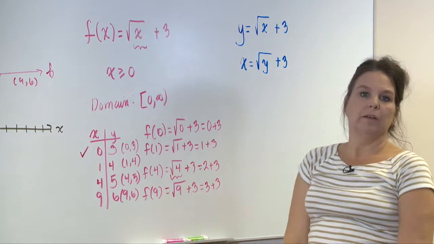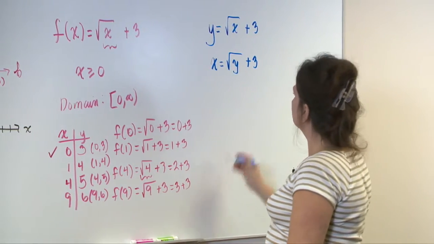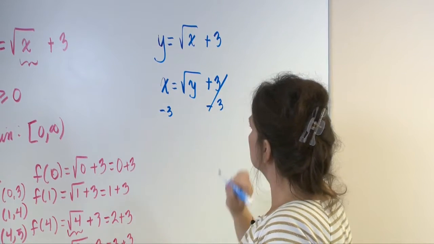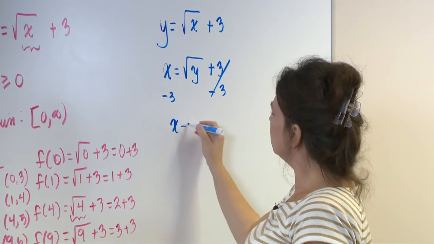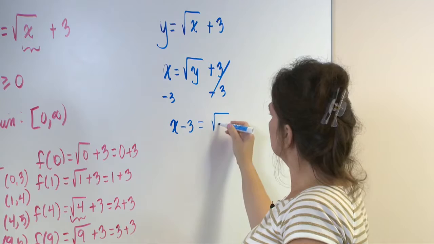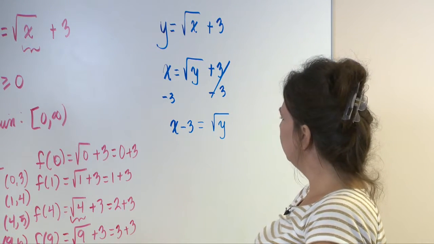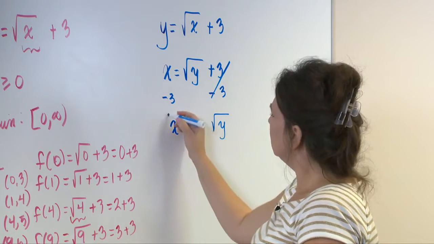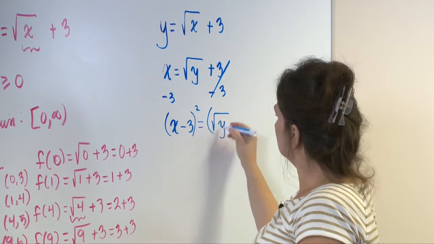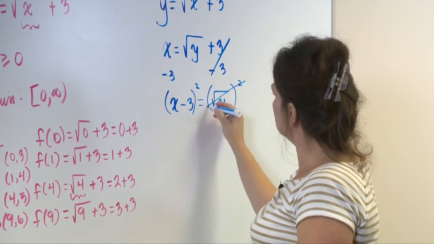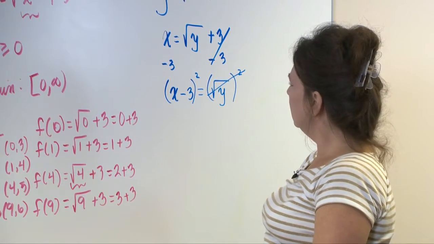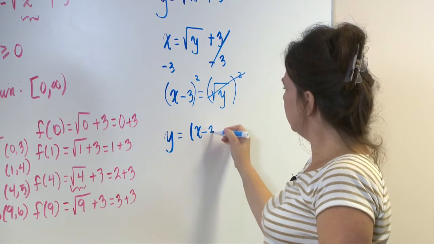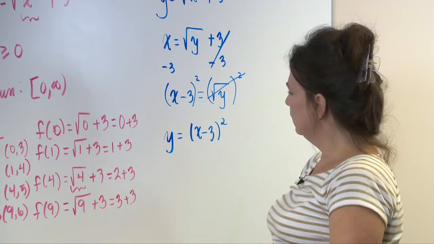And at this point here, I'm going to solve for y. So I'm going to subtract 3 from both sides, and that will cancel out. So I have x minus 3 is equal to the square root of y. And I want to remove the square root, so I'm going to square both sides. So square here and square here, and that will undo this operation. And then I'll be left with y is equal to (x minus 3) squared.